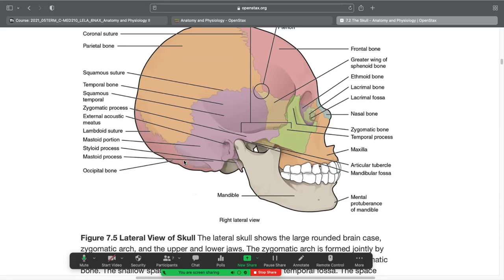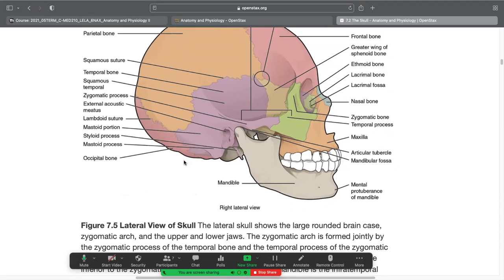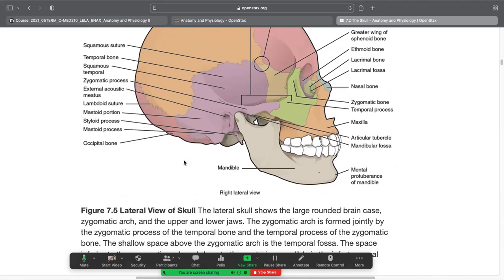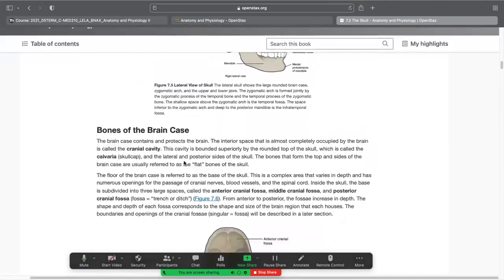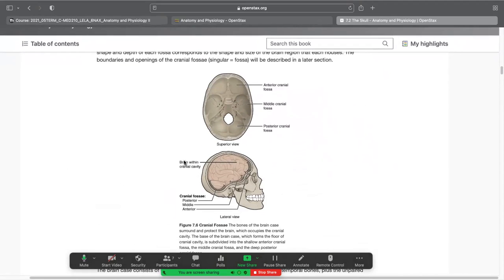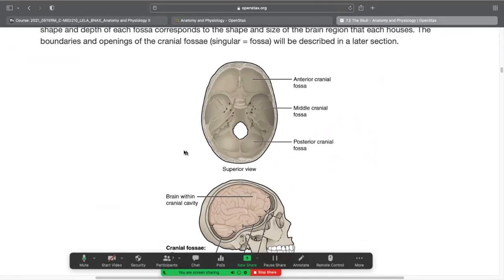So those are the major and very basic features of the lateral view, or side view, of your skull. Here's the inner view of your skull, and you could see it has an anterior, middle, and posterior cranial fossa. You also have this big hole here where your spinal cord and your spinal column go through, and that is called your foramen magnum. Foramen means hole, magnum means big. Fossa means depression, or this little ditch.